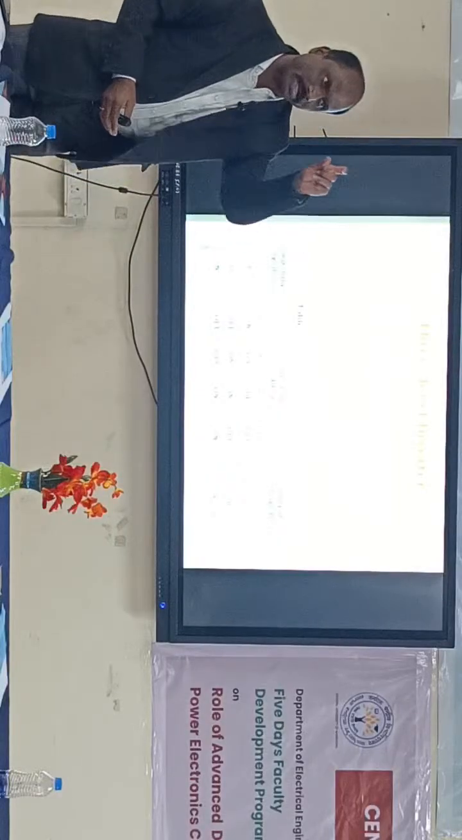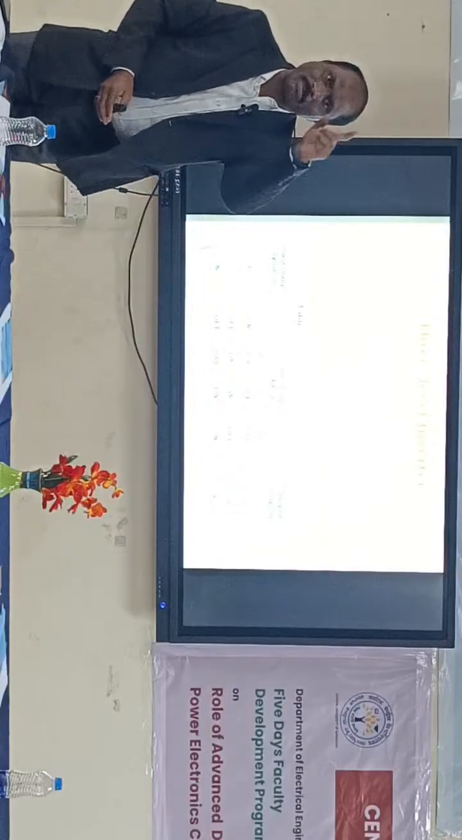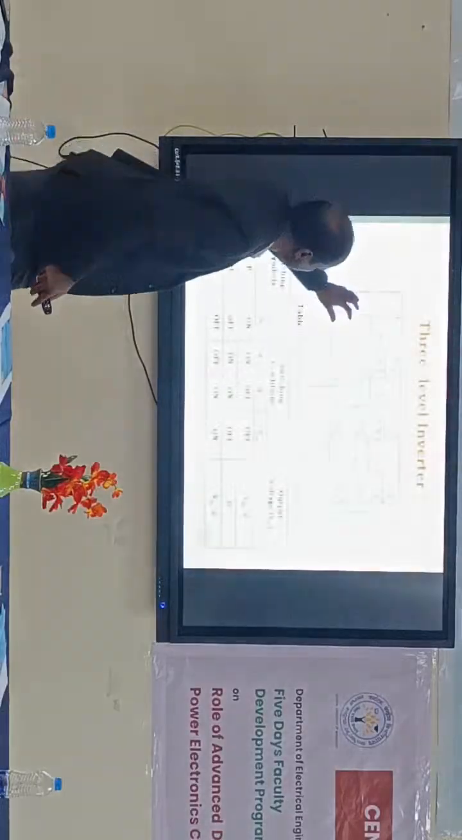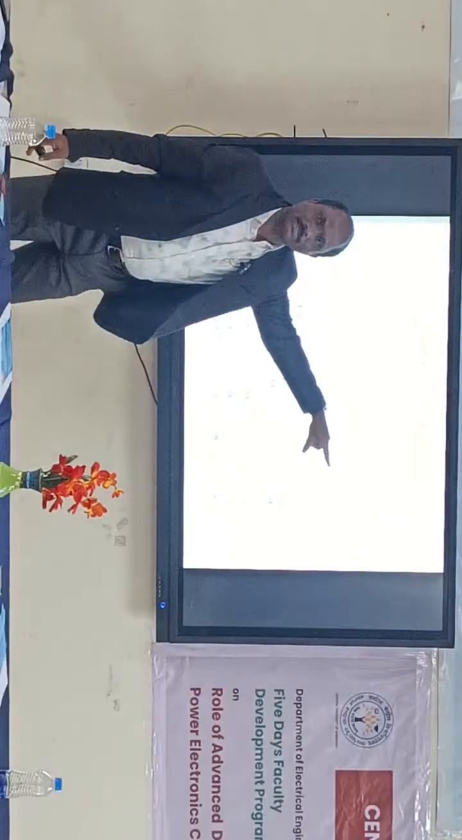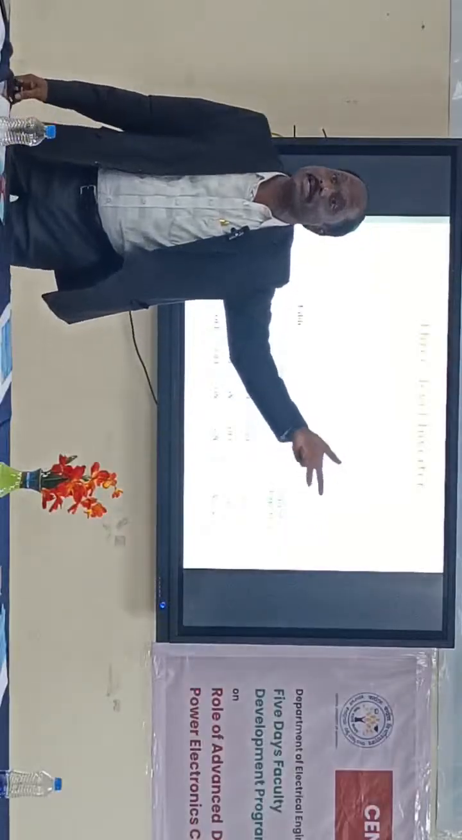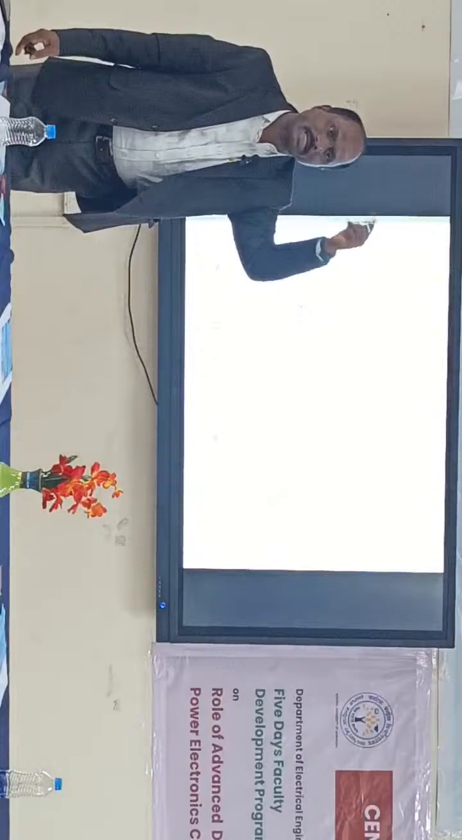And in each leg of 3 combinations, there are 3 ways. In the previous case, each leg had 2 combinations, 2 ways. How many switching states? 2 to the power of 3. Here, either top two, or middle two, or bottom two. 3 legs. How many switching states? 3 to the power of 3. 27 switching states are there. Combinations are 27. But only 8 got either plus or minus.